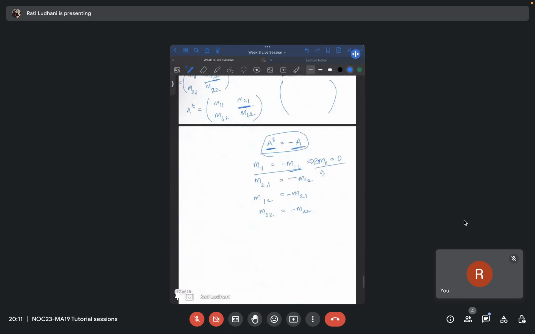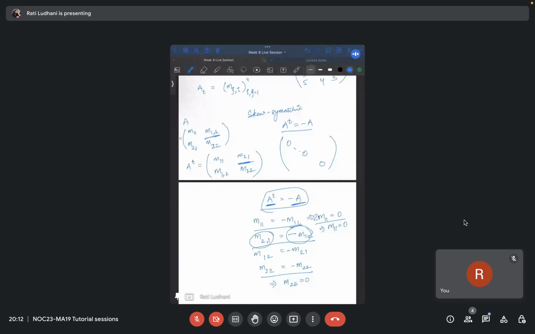Yeah, so 2M11 is equal to 0, that means M11 is equal to 0. Similarly, from this you'll get M22 is equal to 0. And from this, if this is 3, then it should be minus 3. So we are saying the diagonal entries should be 0. How many there are, we don't care, but if you have something minus A, then it should be A. This part should be like minus of each other. Okay, so this is skew symmetric.